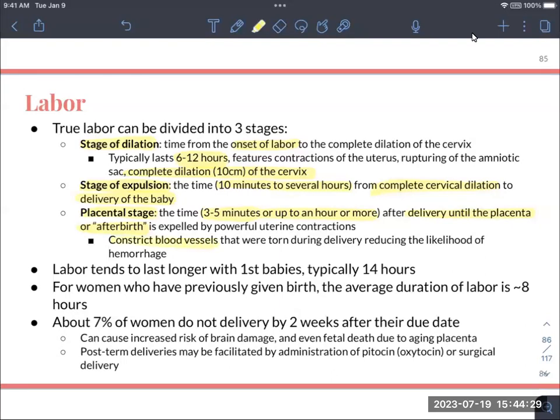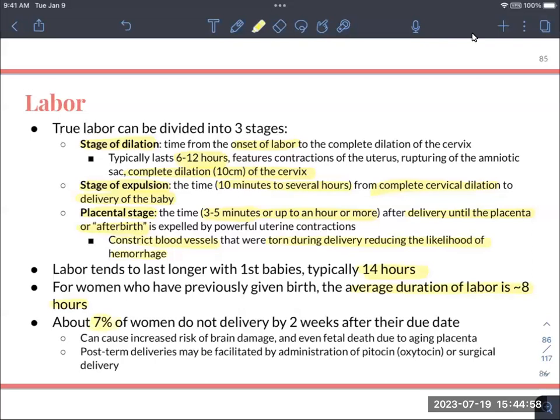Helps to constrict blood vessels that were torn during delivery because we're trying to reduce the chances of hemorrhage. With the first baby, labor tends to last longer. It typically averages about 14 hours. For multiparous women who've given birth more than once, labor is usually about 8 hours.